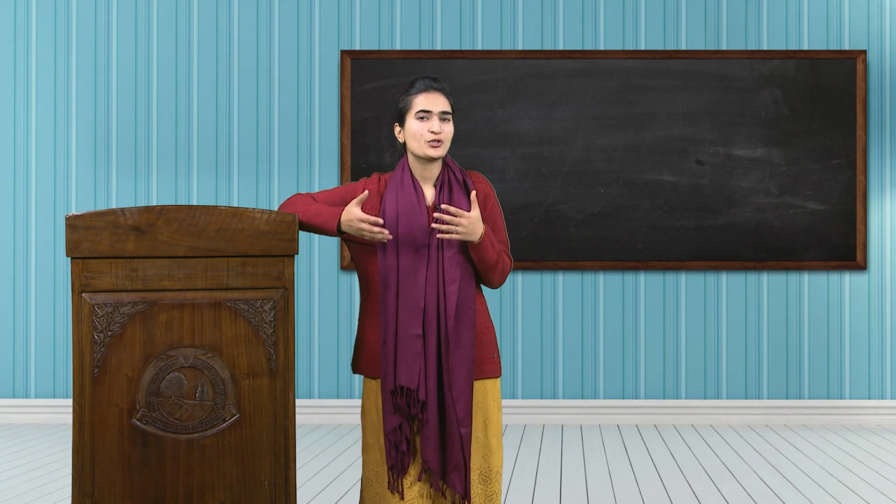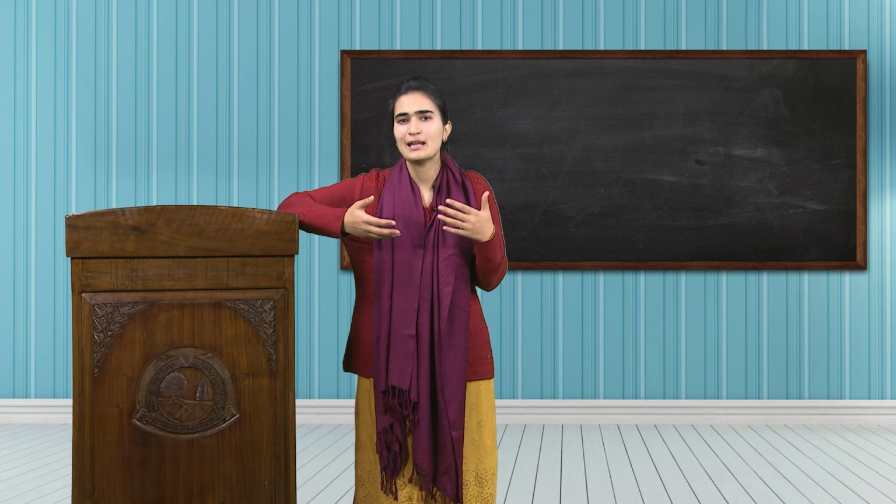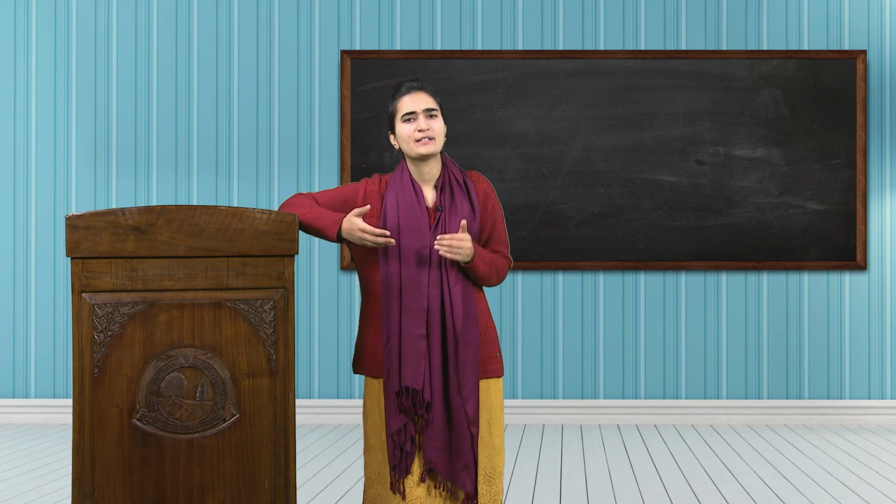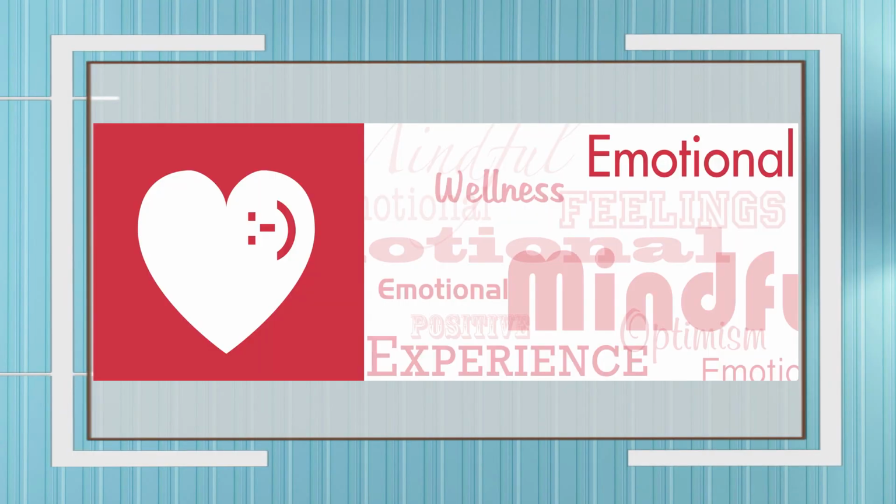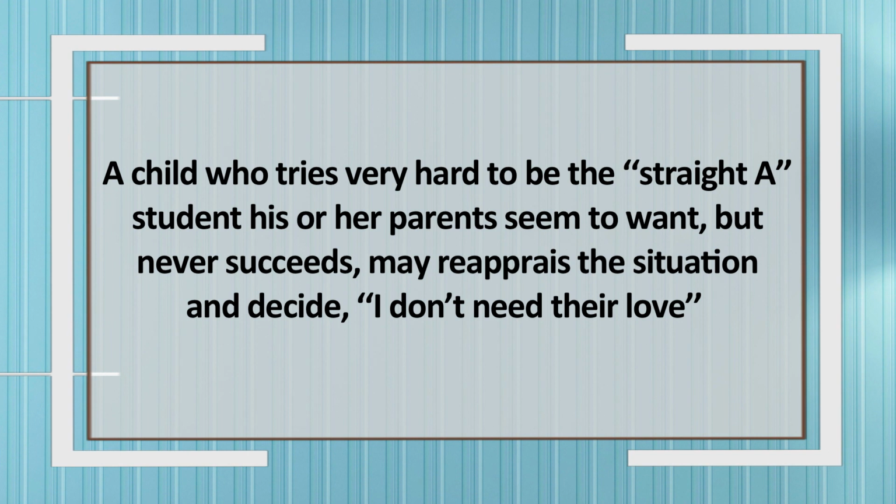People tend to use emotion-focused approaches when they believe they can do little to change the stressful conditions. An example of this is when a loved one dies. In this situation, people often seek emotional support and distract themselves with the funeral arrangements and chores at home or at work. Other examples can be seen in situations in which individuals believe their resources are not adequate to meet the demands of the stressor. A child who tries very hard to be the straight-A student his or her parents seem to want but never succeeds may reappraise the situation and decide, I don't need their love.